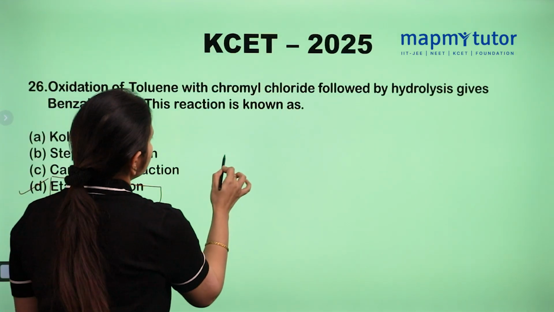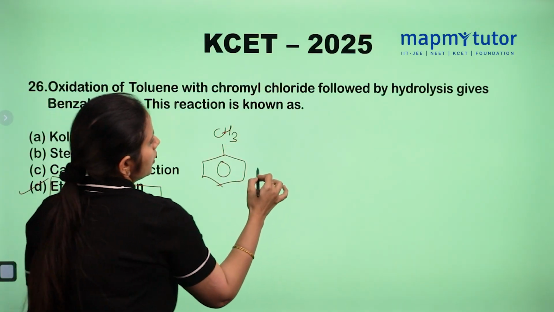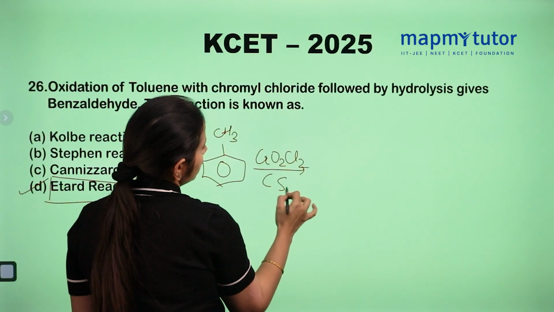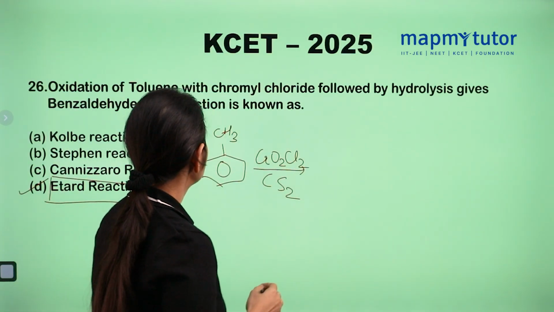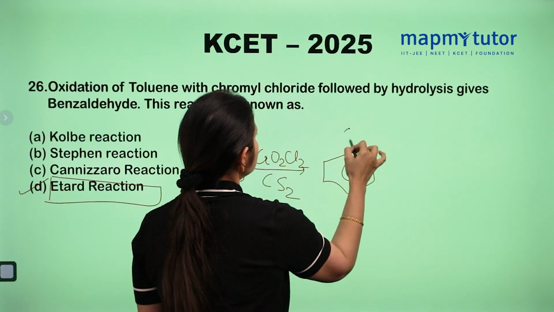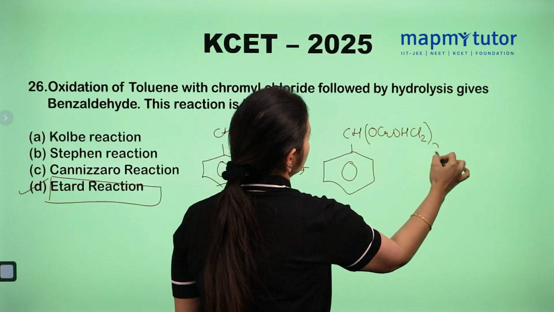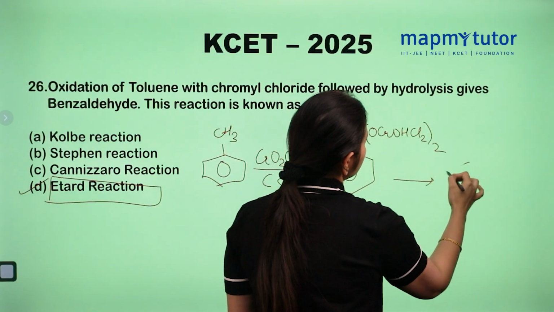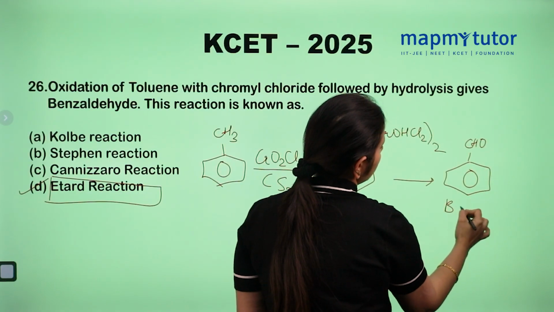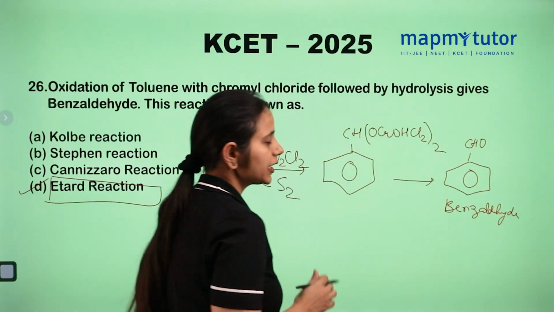Let's see what this reaction says: when toluene reacts with chromyl chloride, CrO2Cl2, in the presence of dichloromethane, CH2Cl2, what will it form? This intermediate will form, and then it converts into benzaldehyde. This is known as the Etard reaction, a very famous reaction.